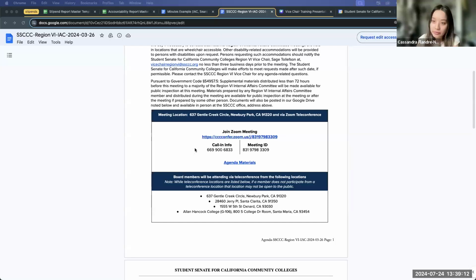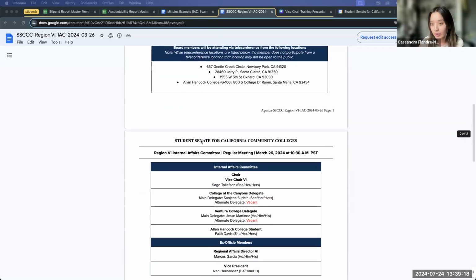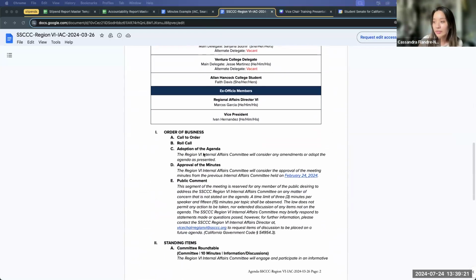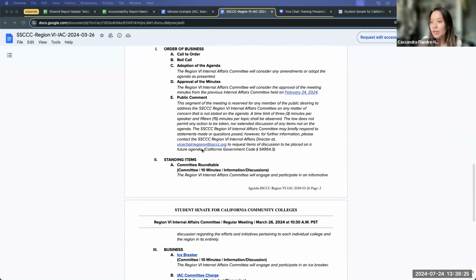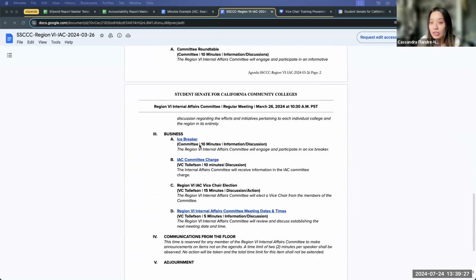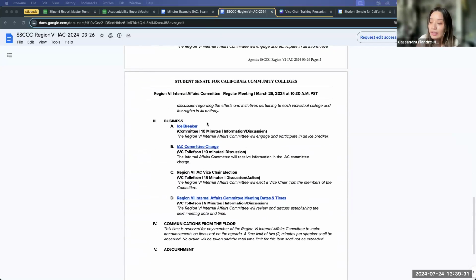So first and foremost, before we get into the accountability and stipend reports, I would like to show you all an example of an internal affairs committee meeting agenda on the region level. This is from Region 6 last term. Here's an example of what your agendas will look like for region internal affairs committee. This is their first meeting. They had an icebreaker, and they also went over the IAC committee charge, had a vice chair election for their region IAC, and also went over future meeting dates and times.